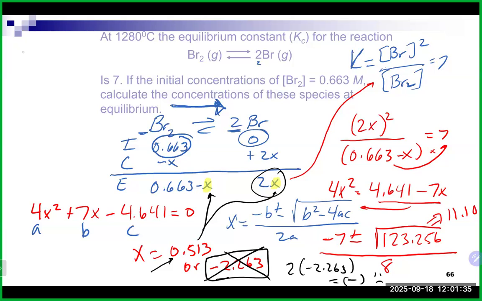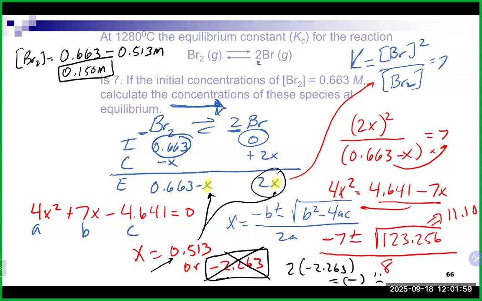And for Br2, I will see it is 0.663 minus my X value of 0.513. And this is molar since it is a concentration. We do need some units there. And that's going to get us, I believe, 0.150 molar.